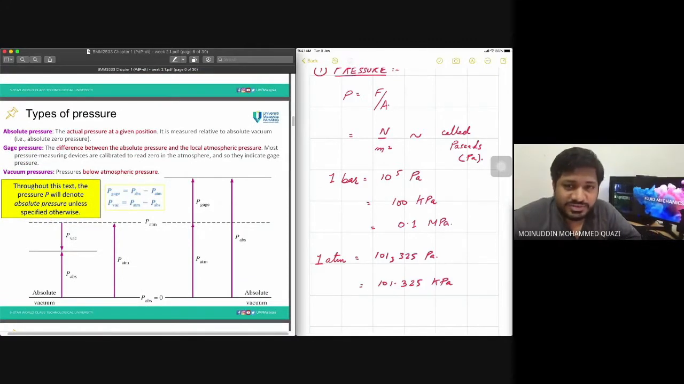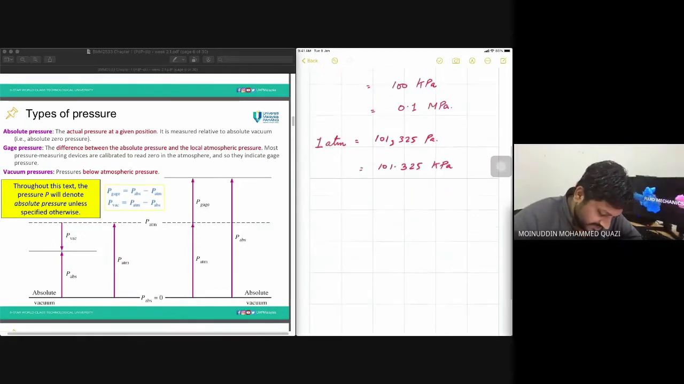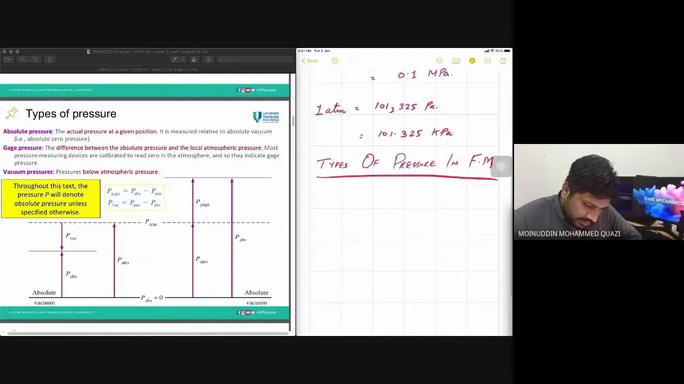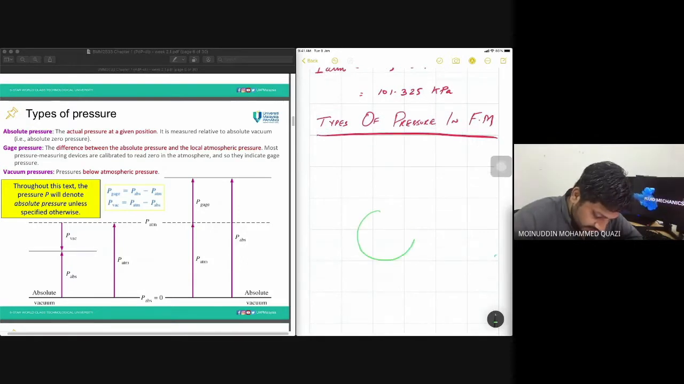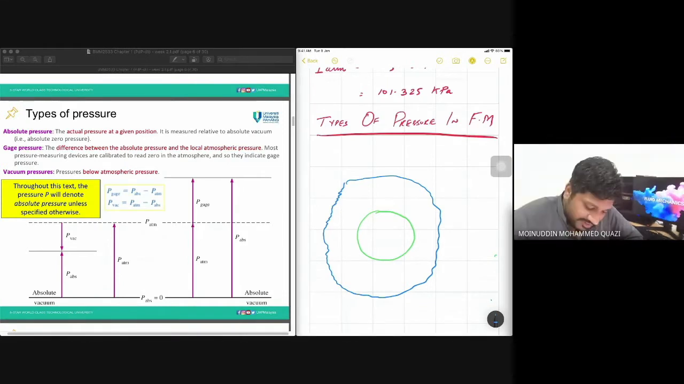Now this is very important. There are different types of pressure in fluid mechanics, and it is very important to understand them. Let's say you have your mother earth. This is your earth, and this is your sky or atmosphere. Above this sky or atmosphere, we have dark vacuum, that is space.